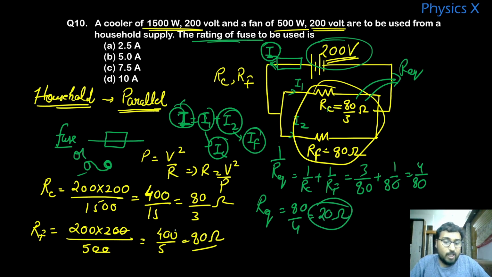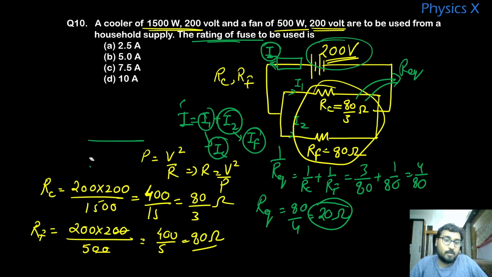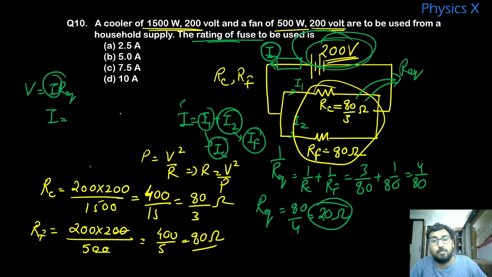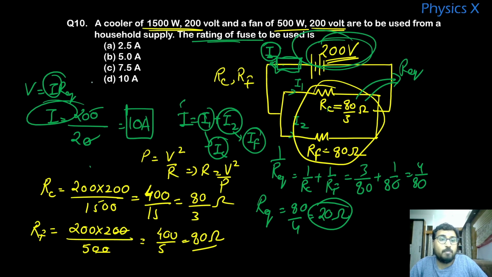So now I have the value of this equivalent resistance. So what is the voltage value? V is equal to I R equivalent, right? And we need to find this I. Total voltage is rated at 200 volts, and the equivalent we found is 20 ohms. So this comes out to be 10 ampere. That means the rating of this fuse must be 10 amperes, right? D is the answer, 10 ampere.